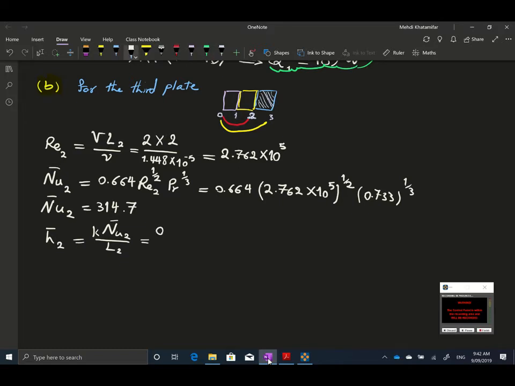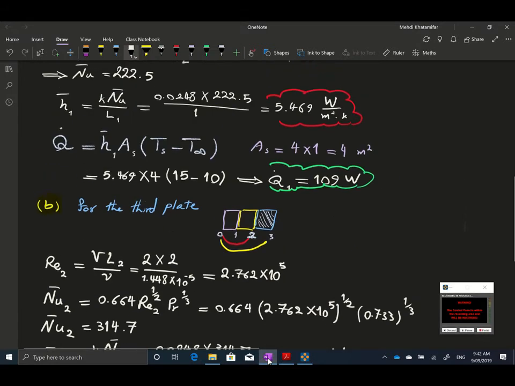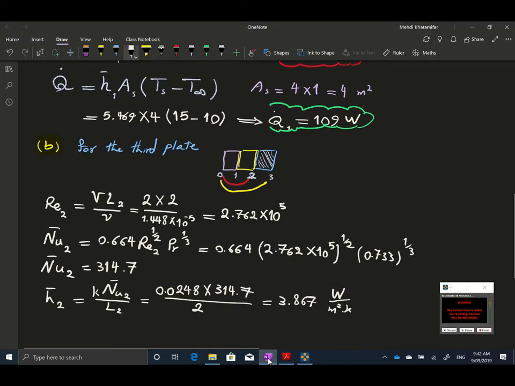So average H for the second plate from 0 to 2 is going to be K times Nusselt number 2 divided by L2. K was 0.0248 times 314.7 divided by 2 meters. And H is going to be 3.867 watt per meter square Kelvin. Okay.